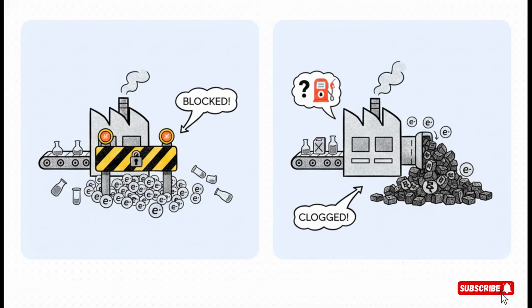The second type is concentration polarization. In this case, the toll booth is working fine, but the road leading up to it is empty. The reaction is literally being starved for raw materials, like maybe not enough oxygen can get to the cathode, or the products are piling up and clogging the exit. Either way, the whole process slows way down.